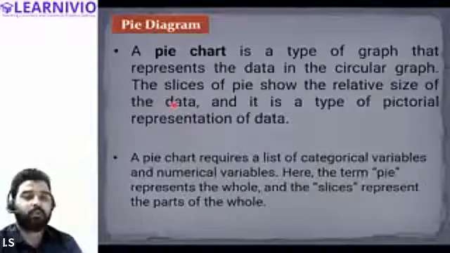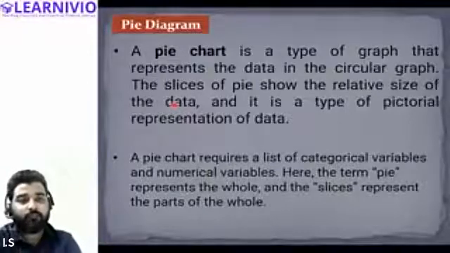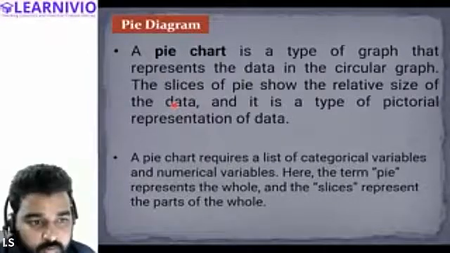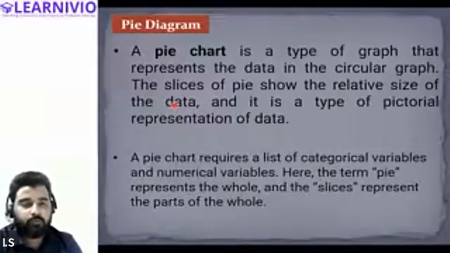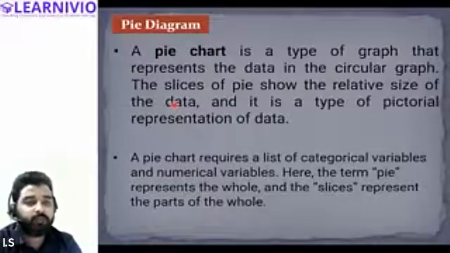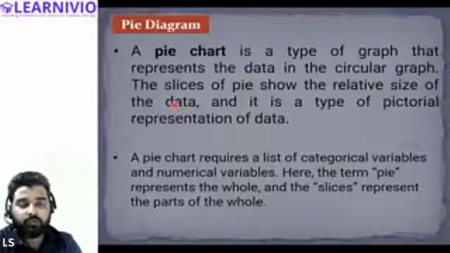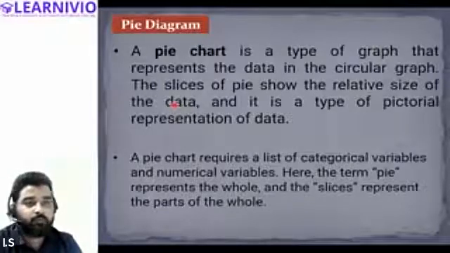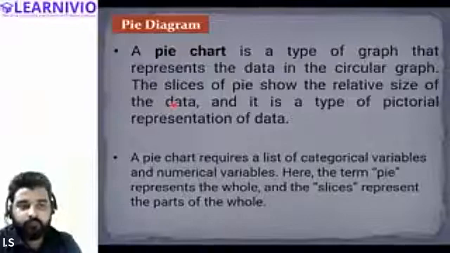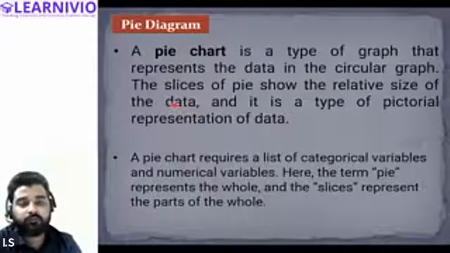Now let's talk about the pie diagram, pie chart. I'm sure all of you must be aware of the pie diagram, because this is taught in the various junior classes. So I hope the concept regarding the pie diagram is clear to all of you. Anyways, let's discuss this one more.